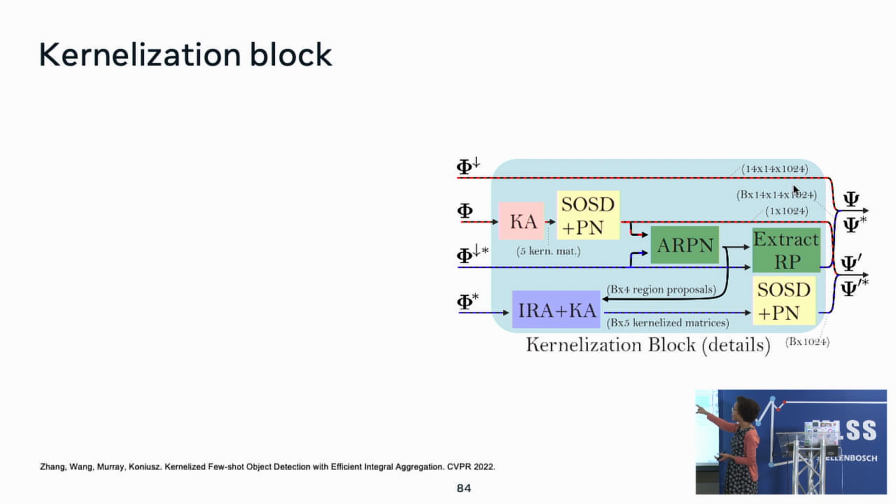These are the phi matrices. We have one set for the support regions, so you can think of these as examples of your categories. And then we have a set for the query, the image that we want to try to label. And then we're going to put them into this kernelization block.